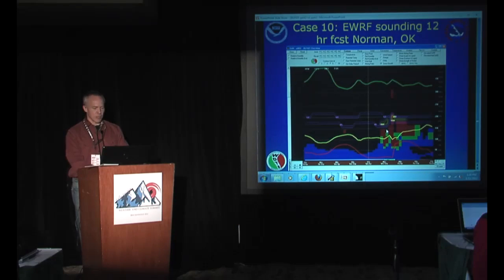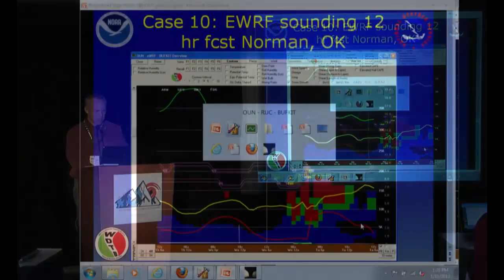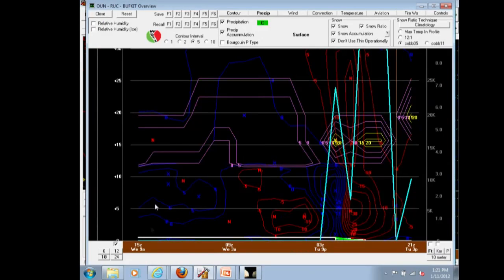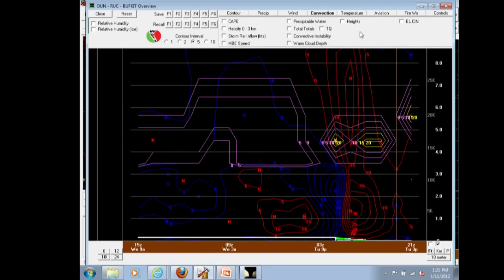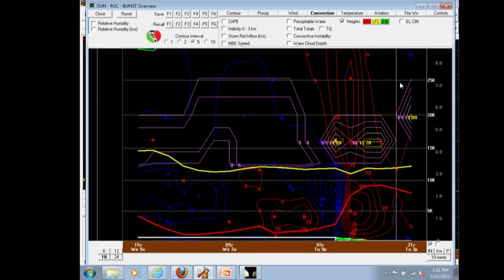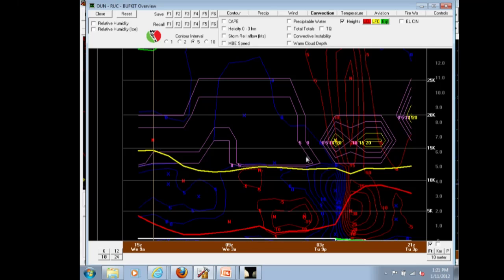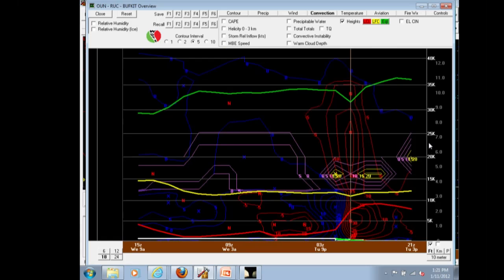Another diagram I like to look at is this one, and I'll show this to you in BUFKIT. If we get an overview, we're certainly not using snow anymore. Let's go to convection. Okay, see this one says heights? I click that on and it automatically puts up just about everything, all sorts of different heights. Oops, let me go back to here. There we go. There it is.